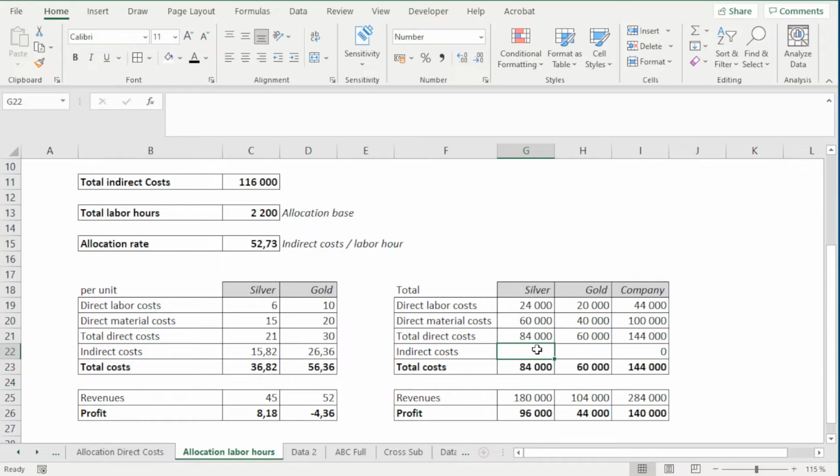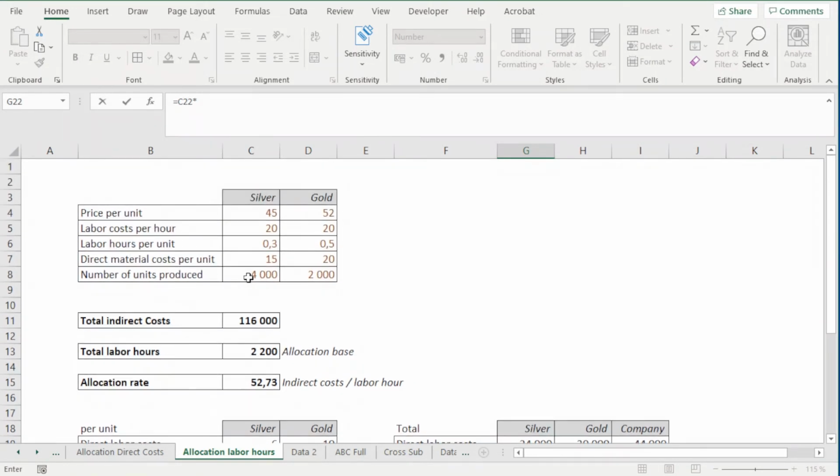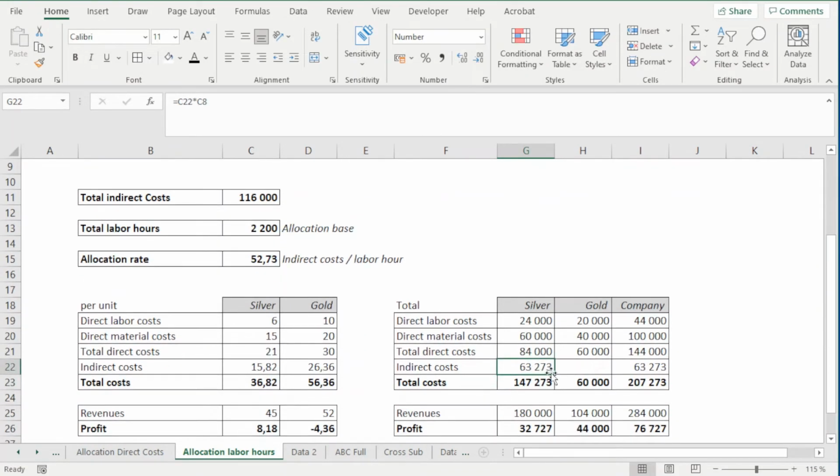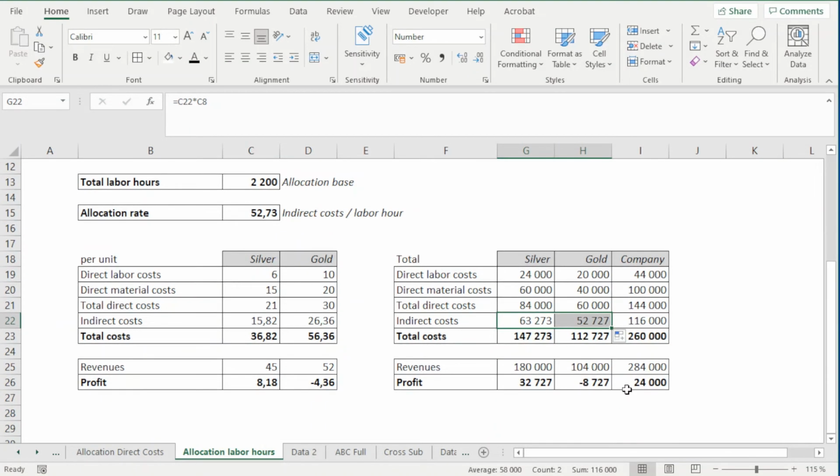Actually, the calculations on the other side, they were already correct. We will add them back again. It's the indirect costs per unit multiplied with the number of units produced. And then we are already finished with our second approach of simple costing.